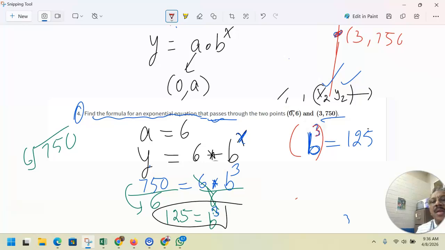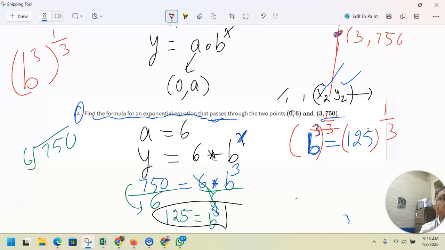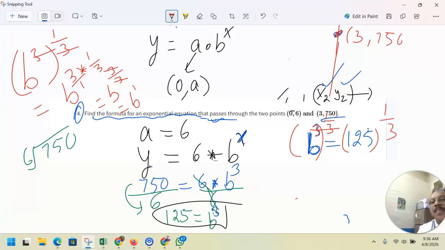If this is 3, you write 1 over 3 and here 1 over 3, like this. So the 3 and 3 cross out, because b raised to 3 and raised to 1 over 3 is a power of a power. We write the first exponent multiplied by the second exponent, and this is over 1. It is b raised to 3 over 3, which is just b, just cross out. And the calculator does the job.